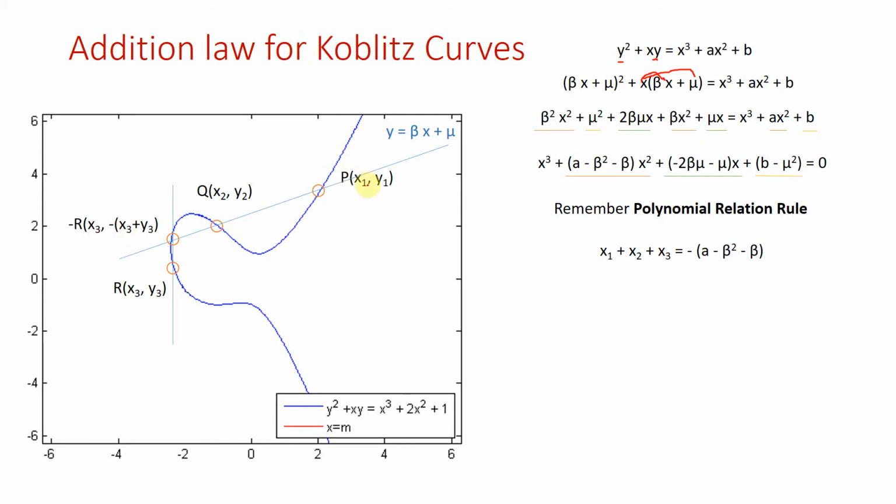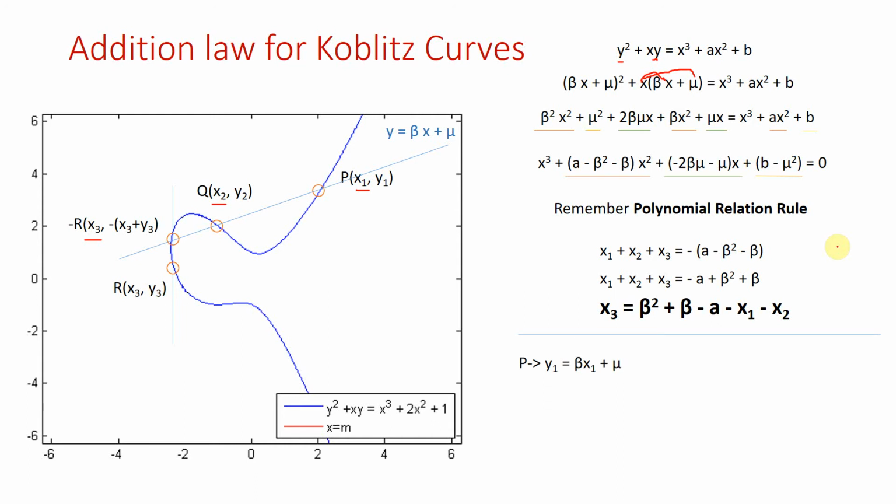I already know that x1, x2, and x3 are three distinct roots of the curve equation, and the sum of them has to be equal to minus the x squared coefficient, which is a minus beta squared minus beta. I will reflect the minus sign into the parentheses, and the right side will become minus a plus beta squared plus beta. And I wonder the value of x3 here, and that's the final form of x3.